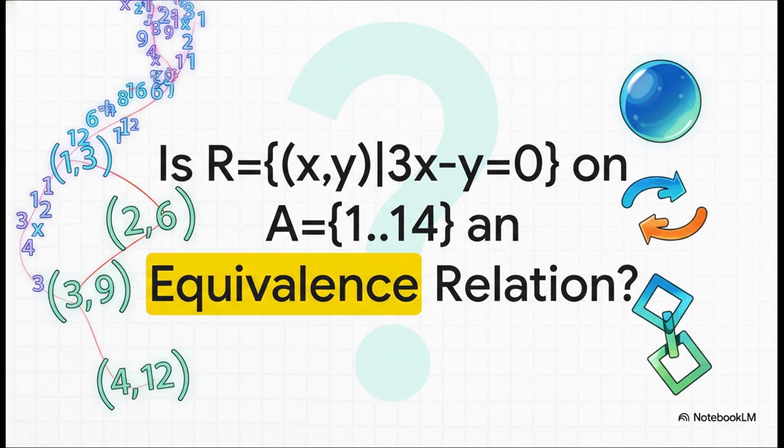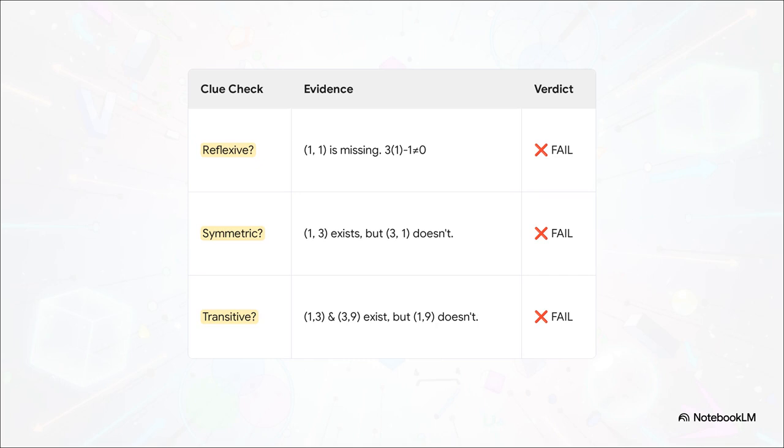Now let's test it. And this is a perfect example of the gotcha rule in action. Let's check our clues. First, is it reflexive? Let's just check the number 1. Do we have the pair (1, 1)? Well, is 3 times 1 minus 1 equal to 0? Nope. Gotcha. It is not reflexive.